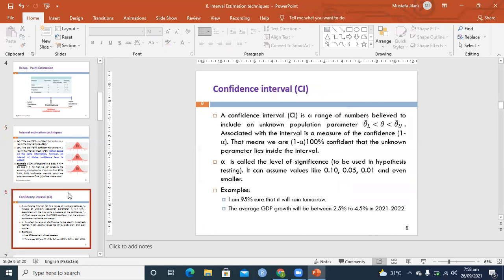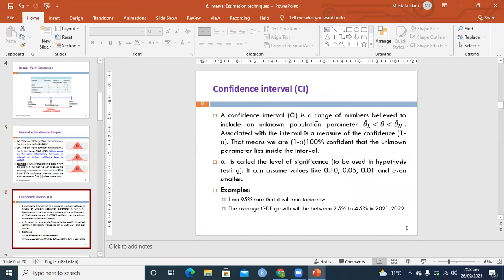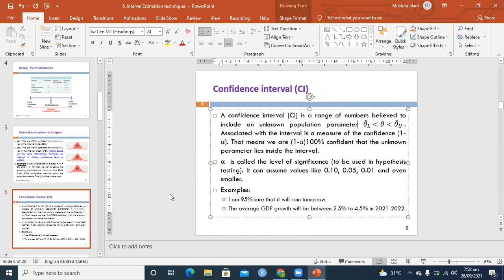So this is confidence. Like this diagram showing, the red region is your confidence interval, and the leftover is the area where you are not confident. So a confidence interval is a range of numbers believed to include an unknown population parameter. You know, in the previous class we saw that we may have different population parameters. For example, population mean mu, population variance sigma square, population proportion P, population ratio R, or population correlation rho or capital R.